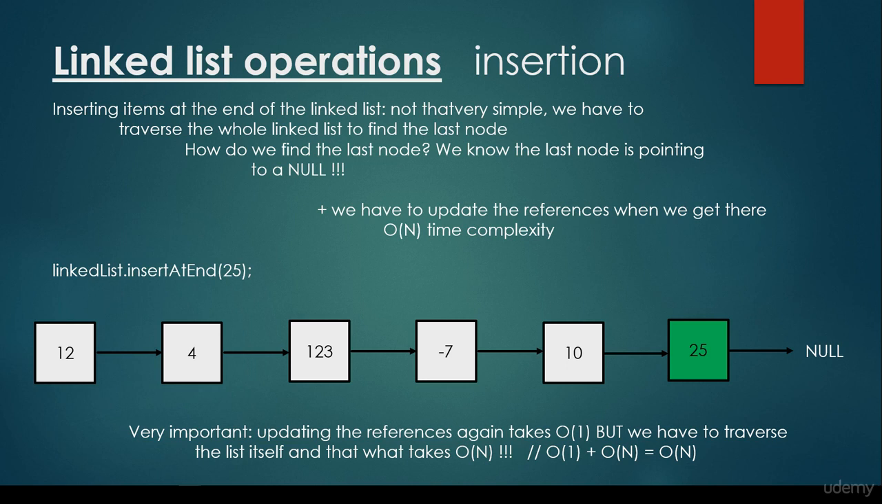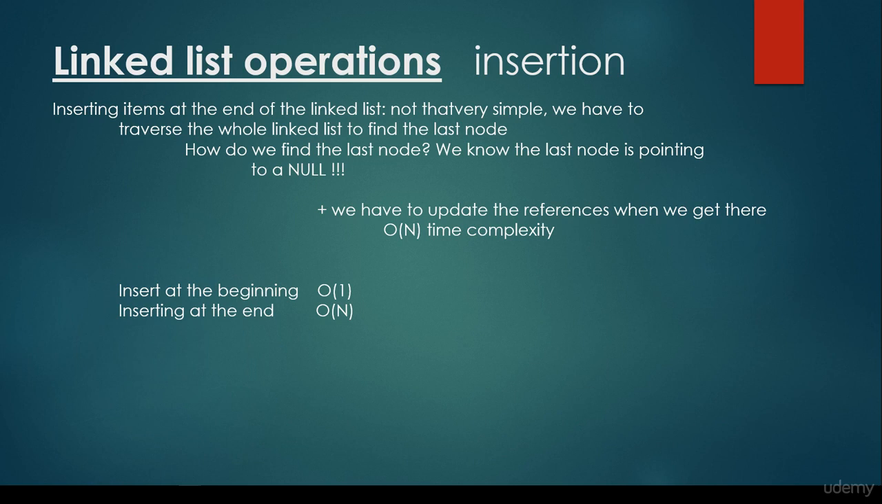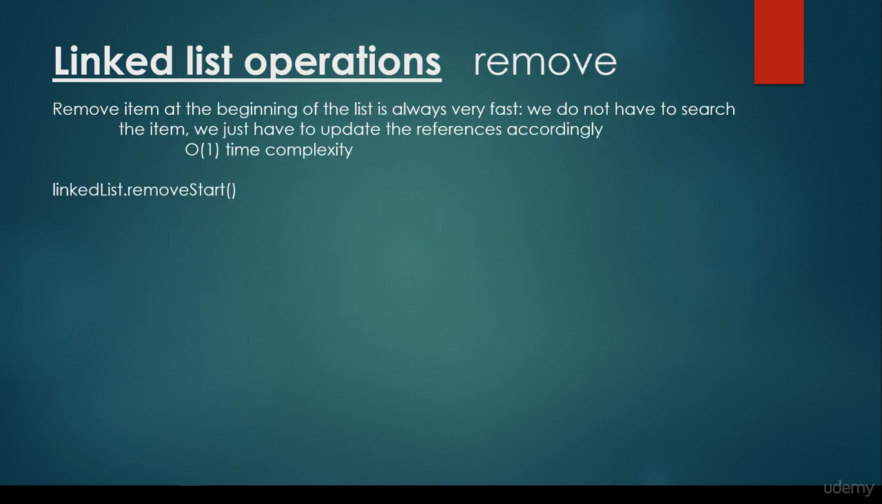Okay, so that's why inserting items at the end of the linked list takes O(n) linear time complexity, while on the other hand inserting items at the beginning of the linked list takes O(1), so constant time complexity. Okay, so that's what we have been discussing. Inserting at the beginning is O(1), inserting at the end is O(n), so linear time complexity. What about the remove? Removing an item at the beginning of the linked list is always very fast. We don't have to search for the item, we just have to update the references accordingly in O(1) constant time complexity.